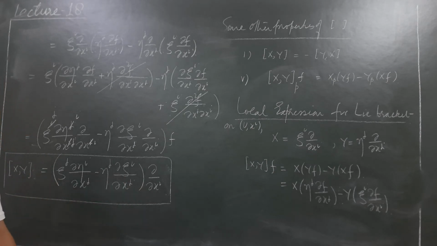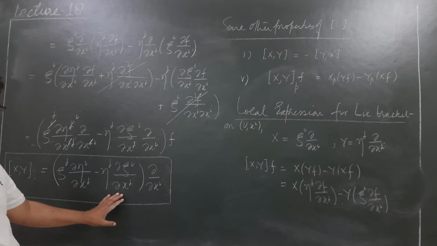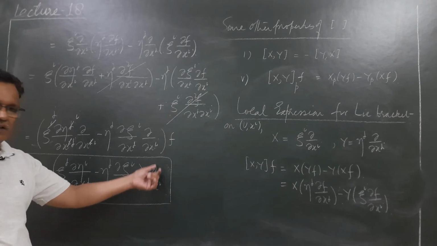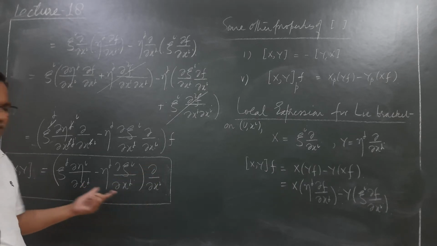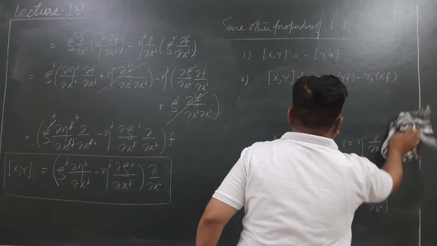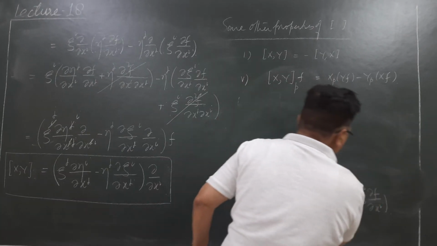Left side terms are functions, this first term is a function, this is also a function. Difference of functions. So the difference of two functions is a function. So functions times del upon del x^i is a vector field. So this is a vector field, Lie bracket XY. Okay. So this is how you can work out the local expression for Lie brackets.